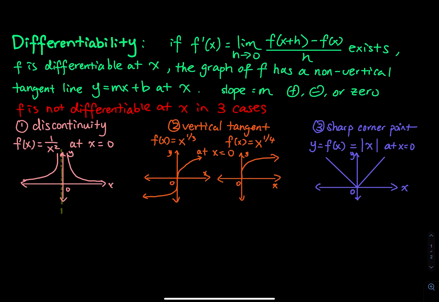And in this video, I want to introduce that f is not differentiable at x in 3 cases. The first case is discontinuity, the second case is vertical tangent, and the third case is sharp corner point. So let's start with the first case. The first case, we have f of x equals 1 divided by x squared at x equals 0. So clearly, there is a vertical tangent at x equals 0. What I want to do is find f prime of x, and then I want to know what happens when I plug in x equals 0.